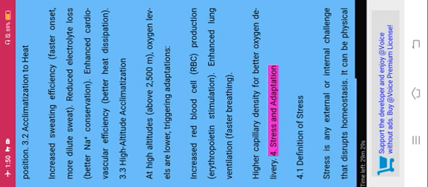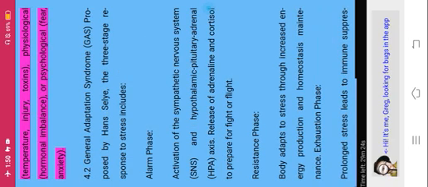4. Stress and adaptation. 4.1 Definition of stress. Stress is any external or internal challenge that disrupts homeostasis. It can be physical, such as temperature, injury, toxins; physiological, such as hormonal imbalance; or psychological, such as fear and anxiety.